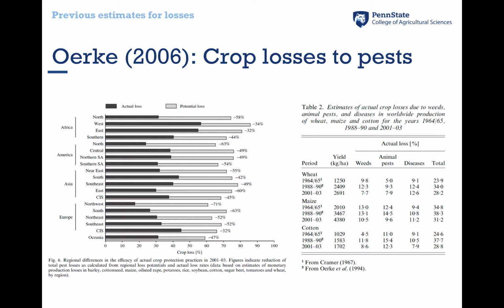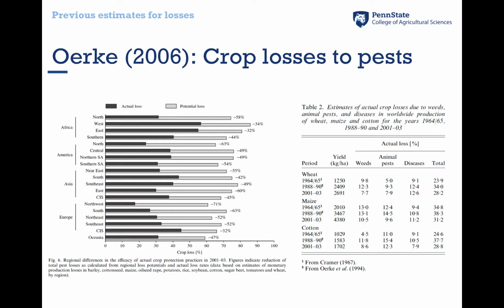So if you look here at the work that was done by Oerke, going back, and he summarizes these into different areas: weeds, animal pests, and diseases. You can actually see what they're trying to illustrate in some ways are the actual losses and what would be the potential based on different factors, including not having access to chemical control. This is where these losses really get into play.